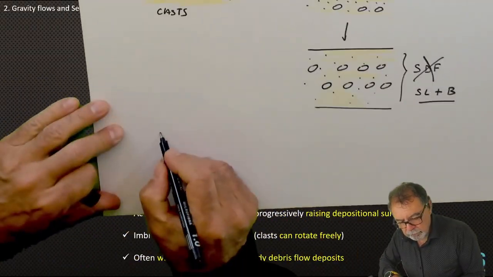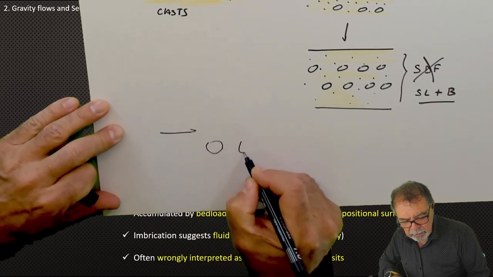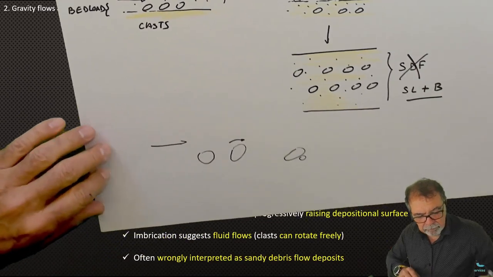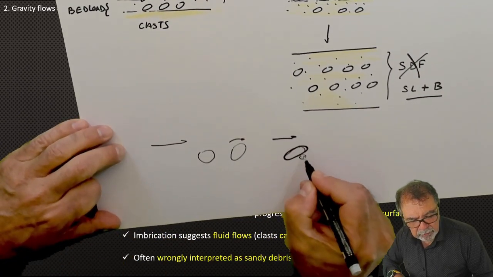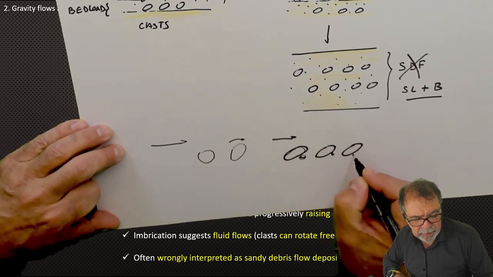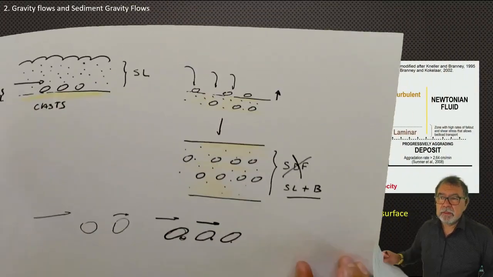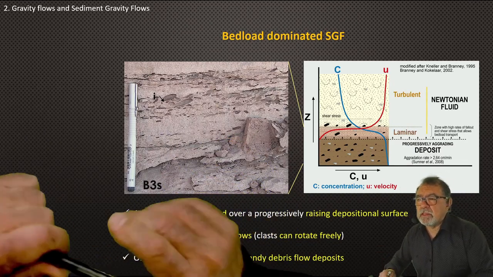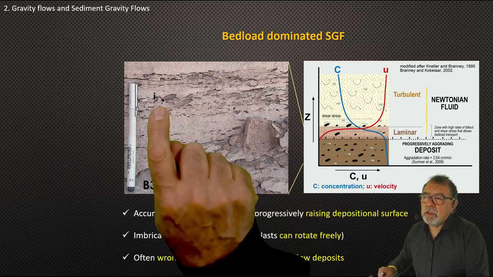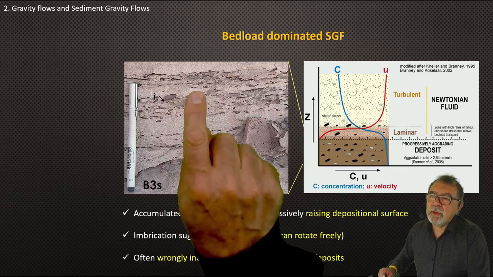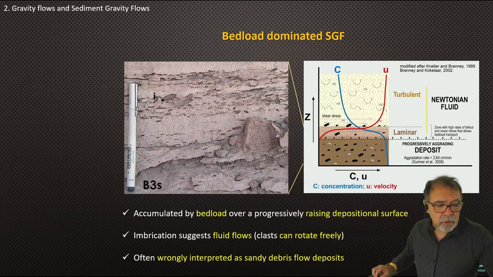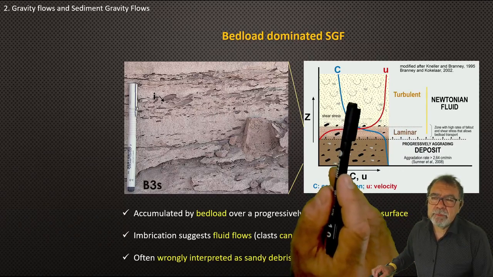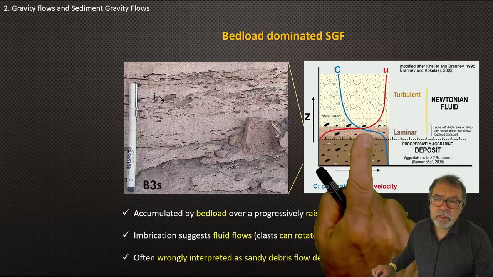and a clast is rotating, the more stable position for a flow going this way is this one. So if you see clasts in this position, it means that the flow was in that direction, and also suggests that the flow was able to rotate them. So it's not a cohesive flow. It's a flow in which clasts rotate and were transported by the shear provided by the suspended load. So you have this turbulent flow here that provides the shear, and at the same time you have the collapse of suspended load and bedload at the bottom.